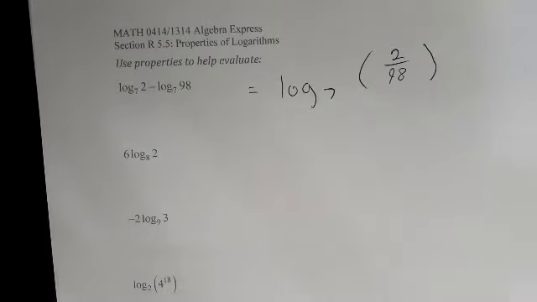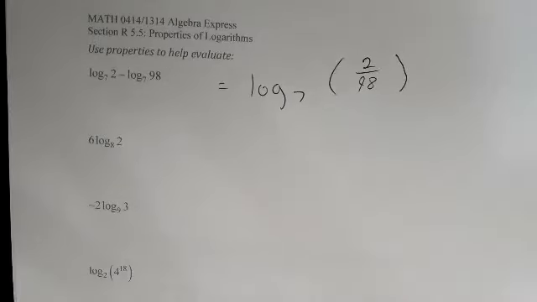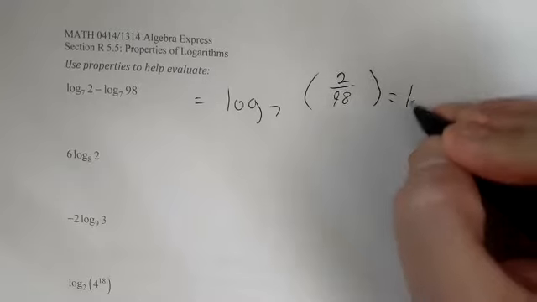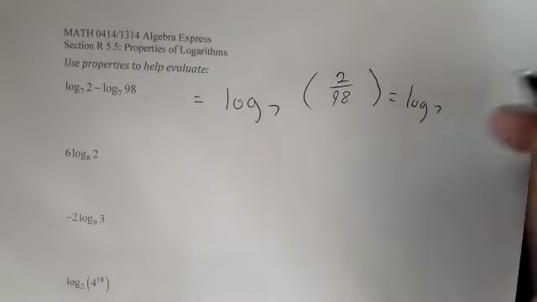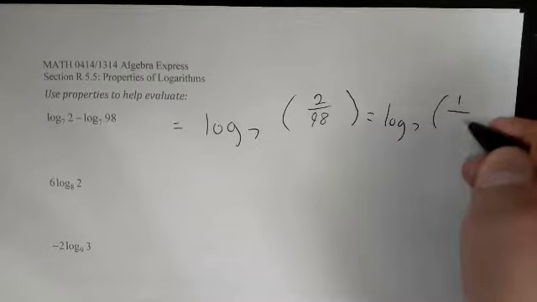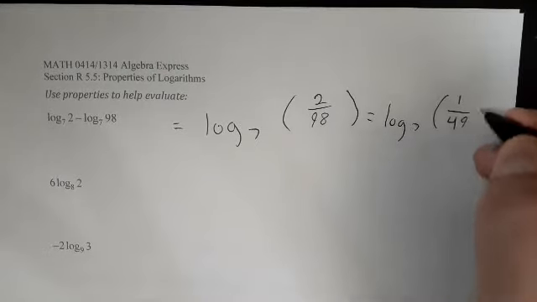And so sometimes if we can contract it to a single log, it might be easier to solve than solving them separately. Here you might be looking at log 7, 2 over 98. That doesn't look a lot prettier, but if we reduce this fraction, you might be able to see it a little better. If we divide 2 by 2, we get 1, 98 by 2, we get 49.